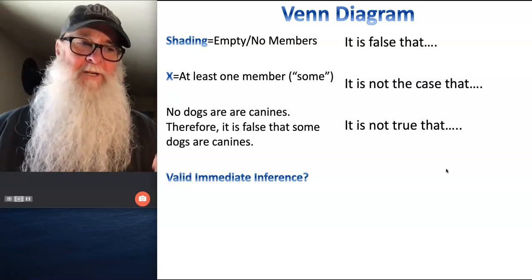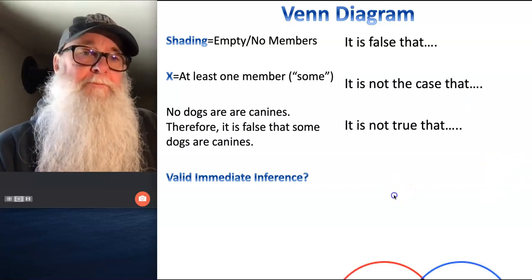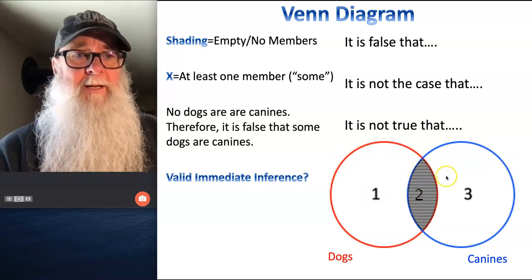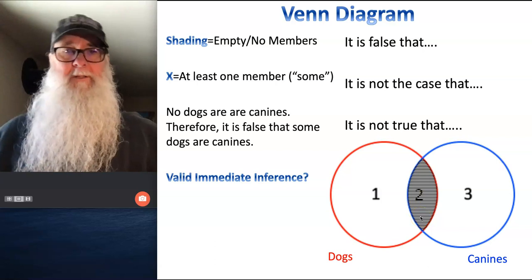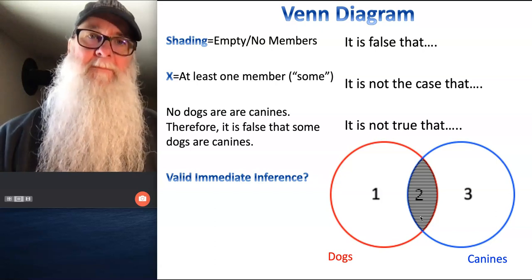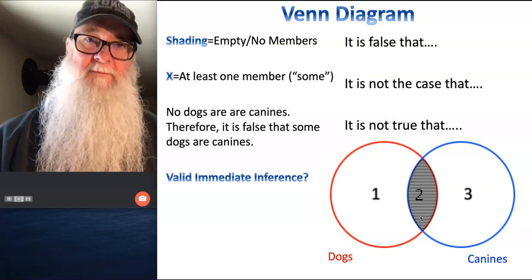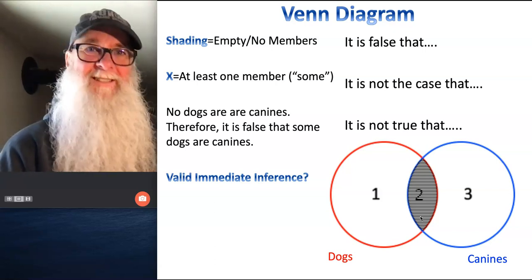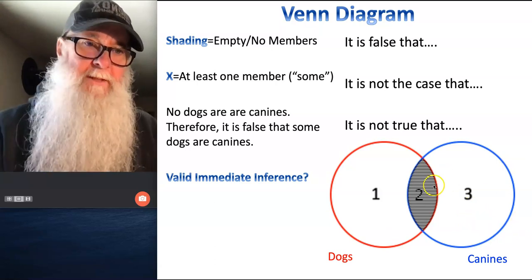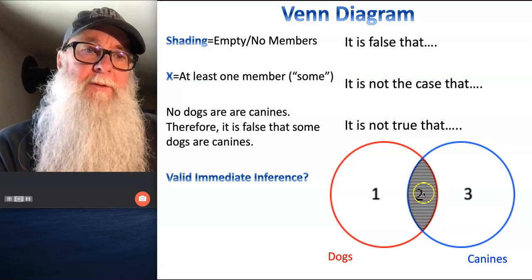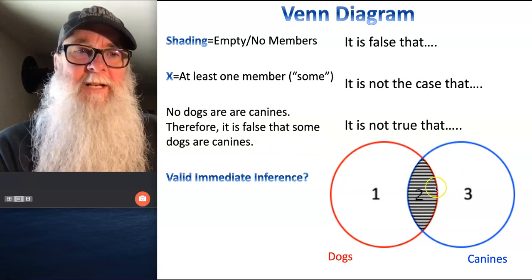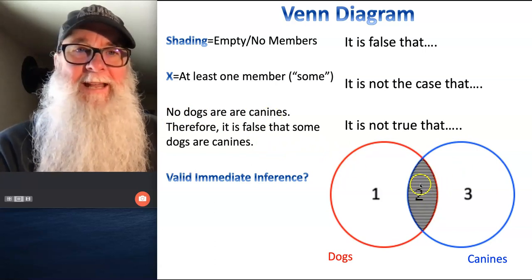And when that phrase appears in a conclusion, one way we can deal with it is by creating a Venn diagram, just like we would for any other argument. So we diagram our premise, no dogs are canines, by shading out area 2 to show that there are no dogs that are also canines. And then we ask ourselves this, does that diagram show that the statement some dogs are canines is false? And the answer is, yeah, it does. Because if the statement some dogs are canines was true, then there would be an X right here in area 2. But area 2 has been shaded out to show that the premise statement is true. And if it's shaded out, that means there's nothing there. There can't be an X there.